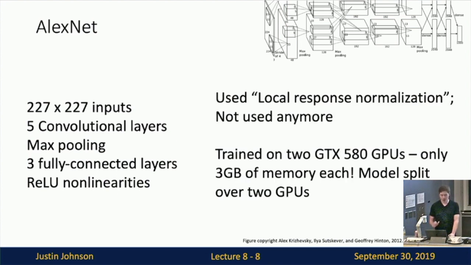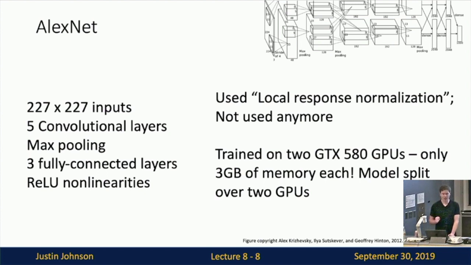There's a couple other quirks and features of the AlexNet architecture that are not so much used anymore. One is that it had this funny layer called local response normalization, which has not really been used to date anymore, so we won't talk about it in detail. But it was a different type of normalization, maybe as a very early precursor to something like batch norm. But nowadays, we prefer to use batch normalization instead.